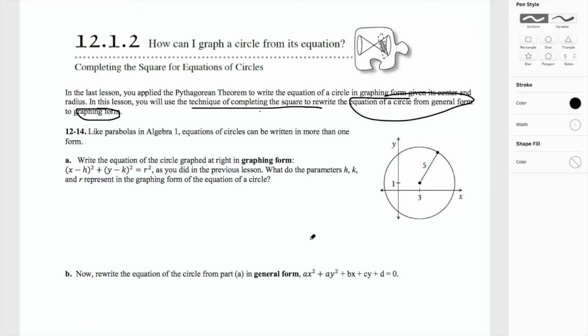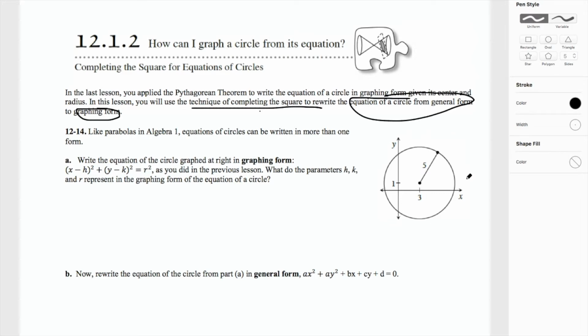Question 1, like parabolas in Algebra 1, there's more than one form. We saw that in great detail last lesson. So we're not going to do Algebra 1 stuff today. It looks like we're going straight into geometry here because we have a circle relationship on a graph. Write the equation of the circle graphed at right in graphing form.